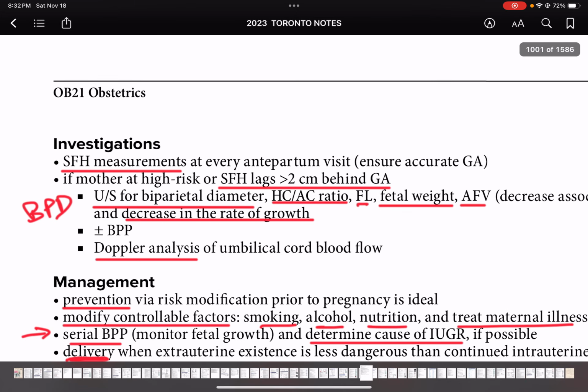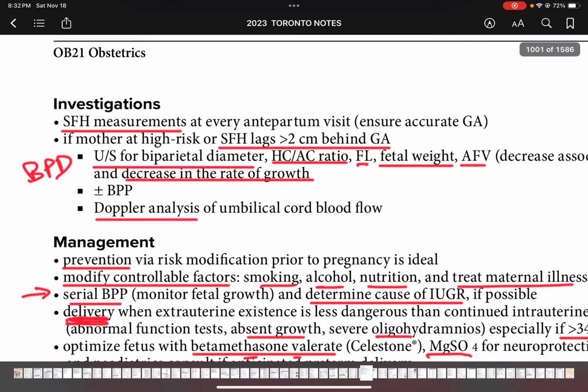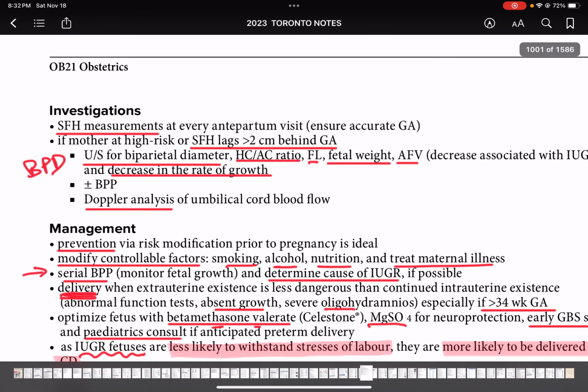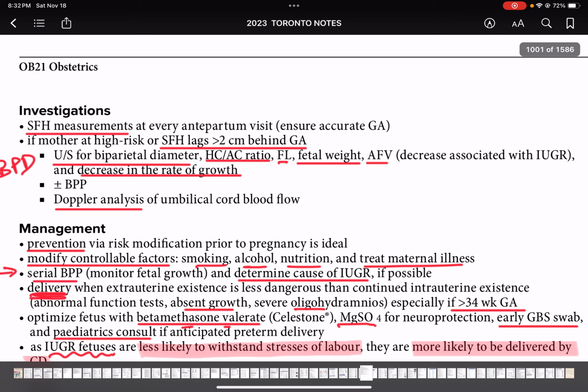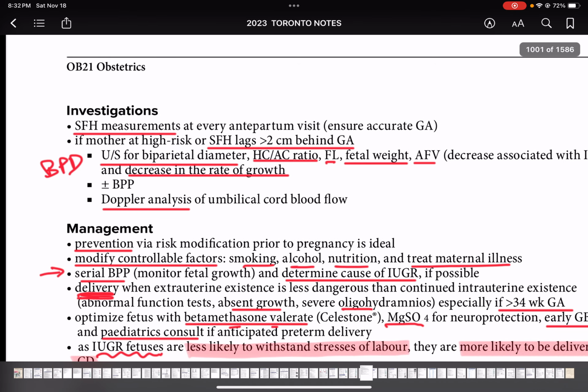Right. So if we measure the symphysiofundal height, then we can go for further investigations. We're going to go for ultrasound, for biparietal diameter, head circumference to abdominal circumference ratio, fetal length, and amniotic fluid volume, because it would be decreased if there's growth restriction and a decrease in the rate of growth. We can also do the biophysical profile and Doppler analysis of umbilical cord blood flow, to see whether they're having enough blood flow or not.